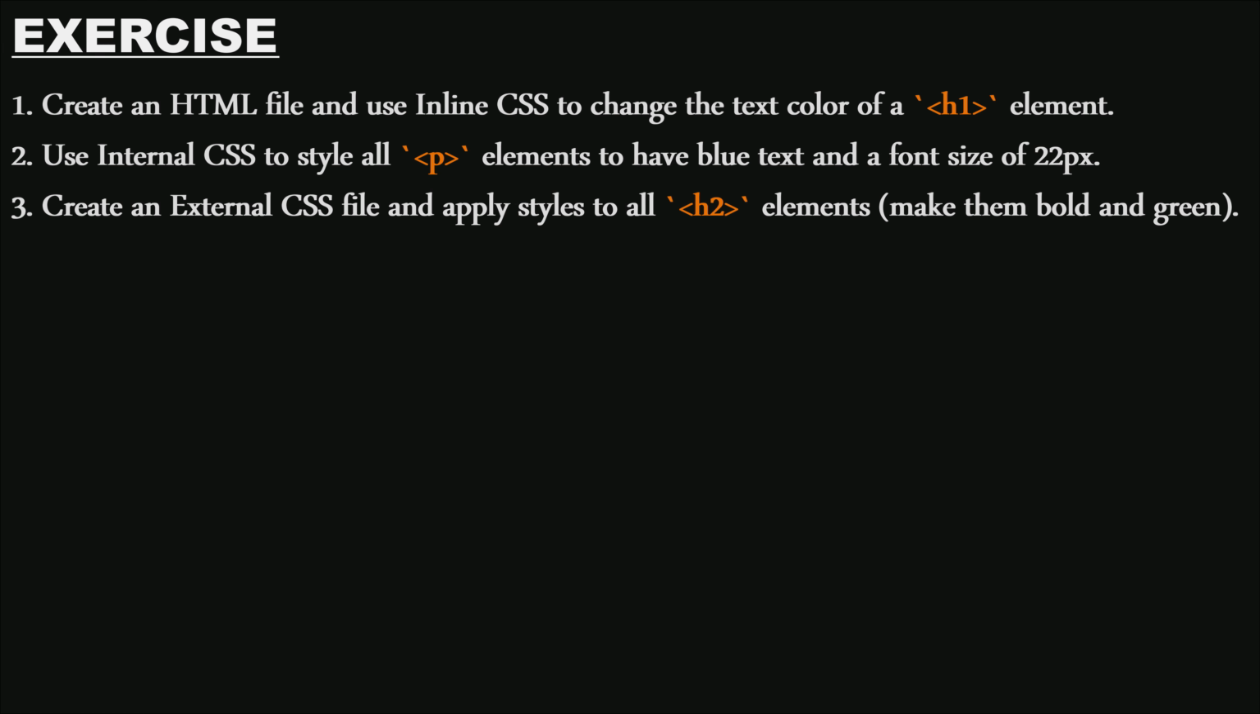Exercise. 1. Create an HTML file and use inline CSS to change the text color of an h1 tag element. 2. Use internal CSS to style all paragraph elements to have blue text and a font size of 22 pixels. 3. Create an external CSS file and apply styles to all h2 elements, make them bold and green. Please pause the video and try answering the questions before moving to the solution section.